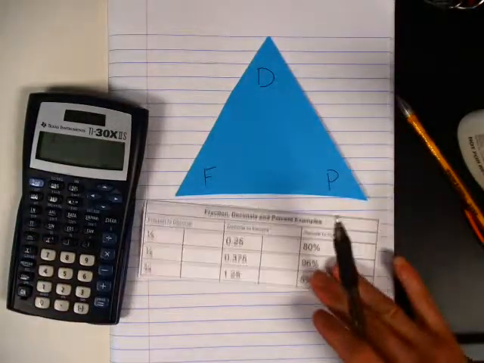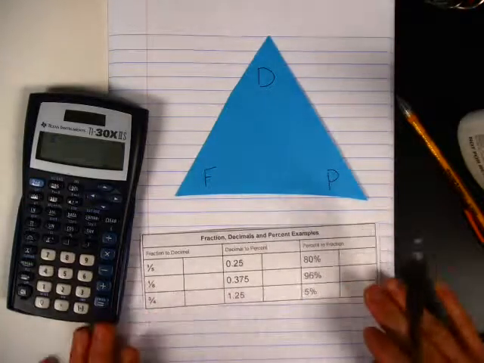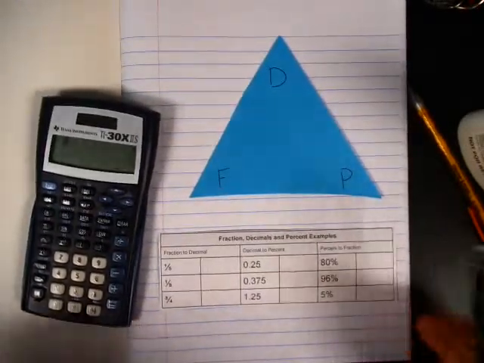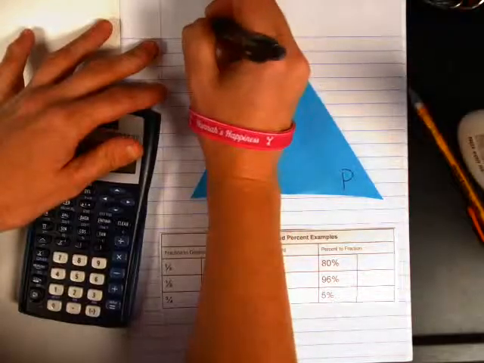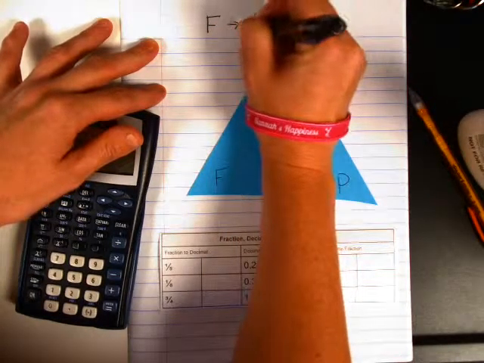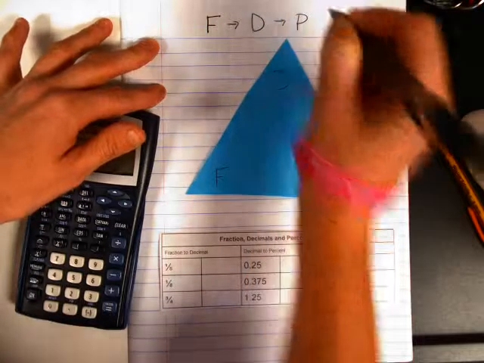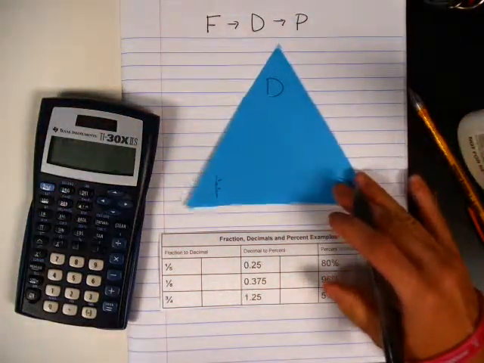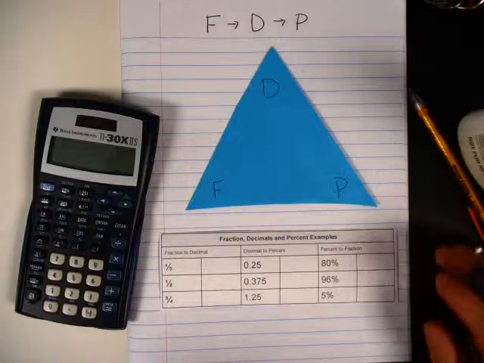Okay, so this is what you need, and you need to title your page fractions, decimals, and percents. And I'm going to abbreviate. I'm going to go fractions, little arrow, decimals, little arrow, percents. Okay? I'm going to cheat a little bit.